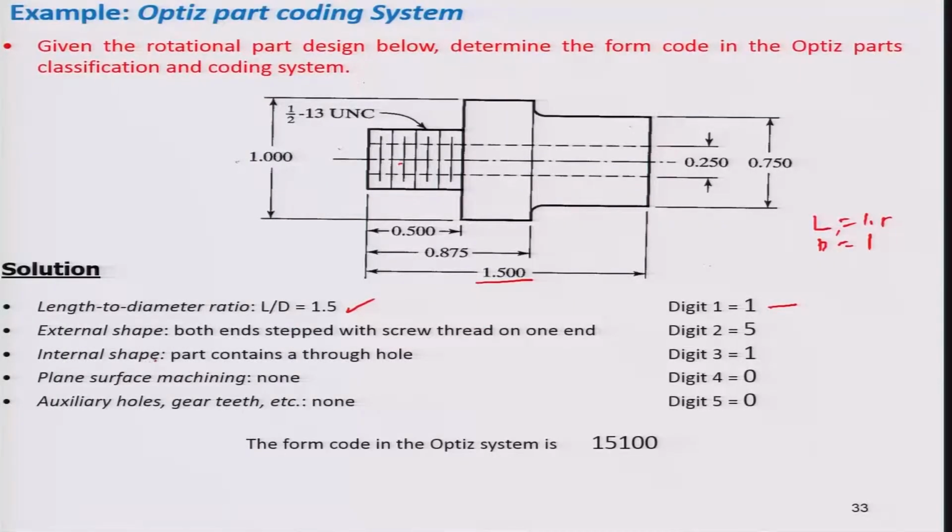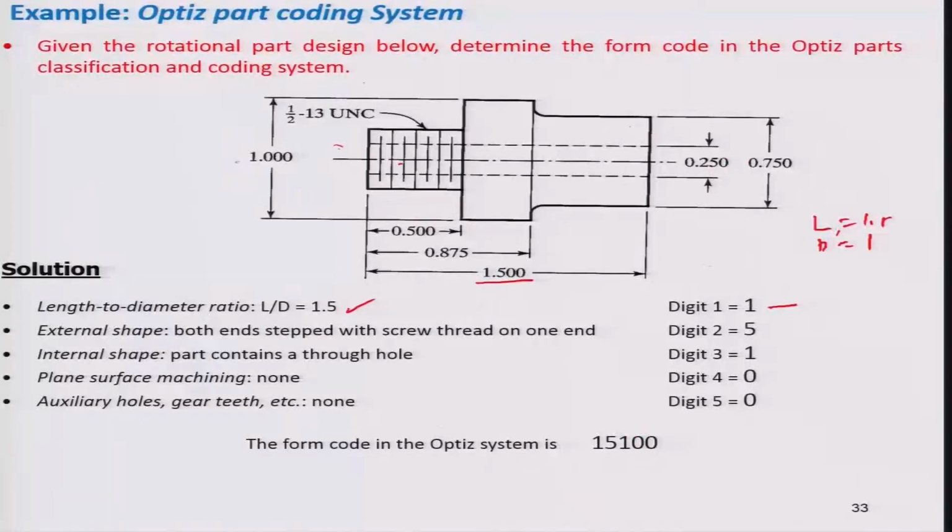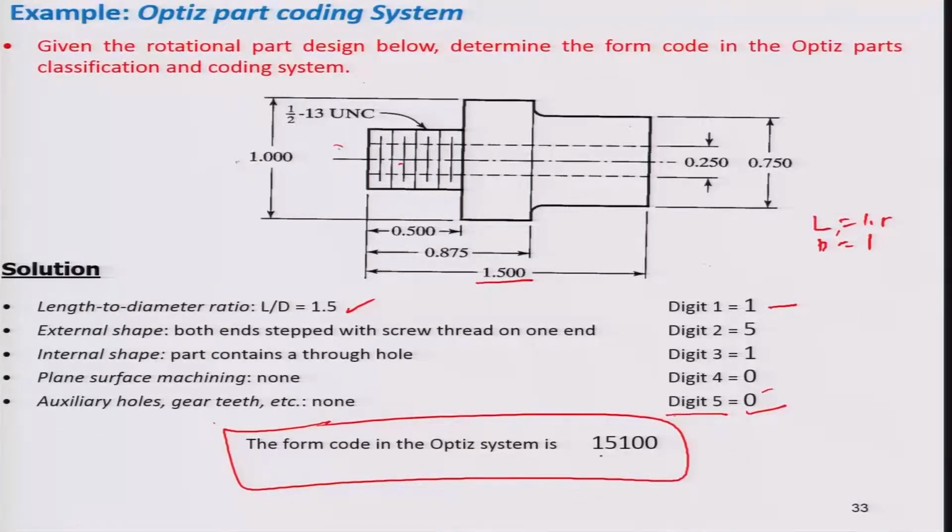Again, for internal shape, the part contains a through hole. There is one through hole in this part. So for the through hole part, you will have to select 1, smooth or stepped to one end, and no shape element functional group. So you will have to choose 1. Again, planar surface machining, no machining is required, so 0. And auxiliary holes, there are no auxiliary holes, so again the fifth digit is signified as 0. So the final form code of this Opitz system is 15100.